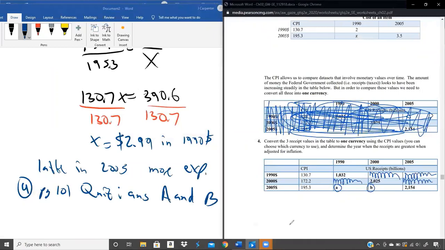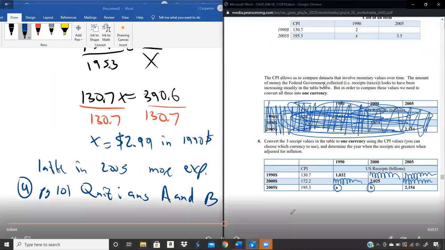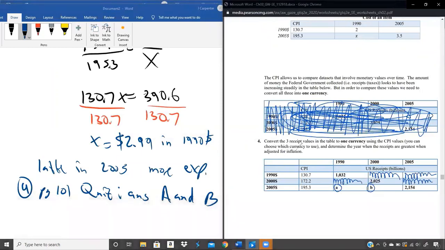Now, yes, you could make the analysis that they ask you to do to determine the year when the receipts are greatest when adjusted for inflation. Instead of finding A and B, some other student could find this and this, maybe they call them C and D, and then make the analysis to determine when the receipts are the greatest. So remember, you're just trying to complete a row, and wherever the biggest number is, that's when they were the greatest adjusted for inflation.